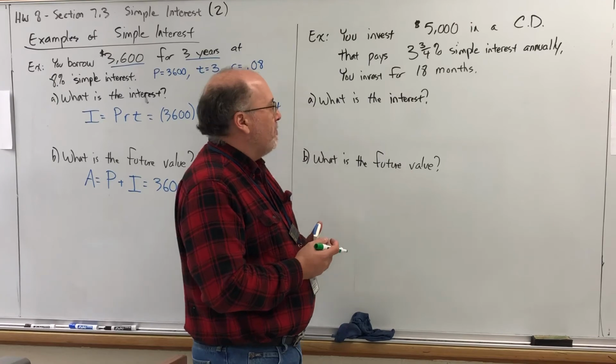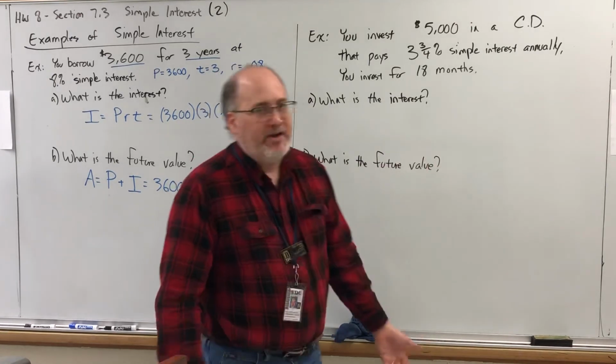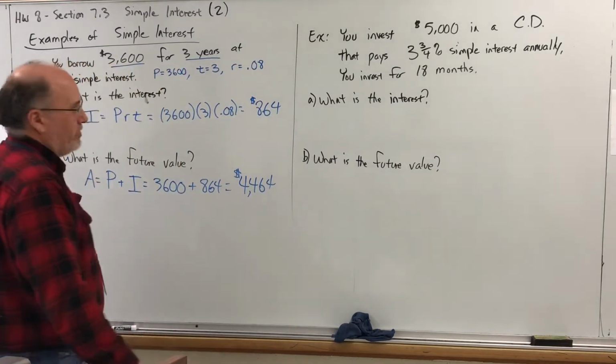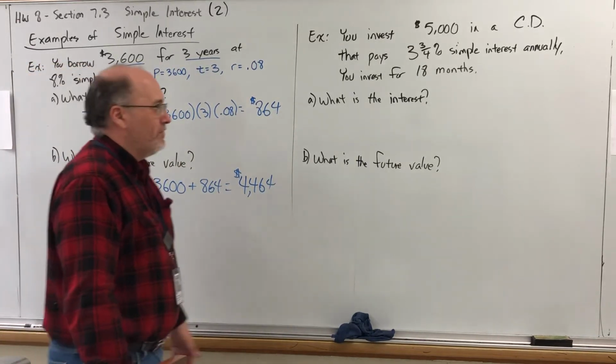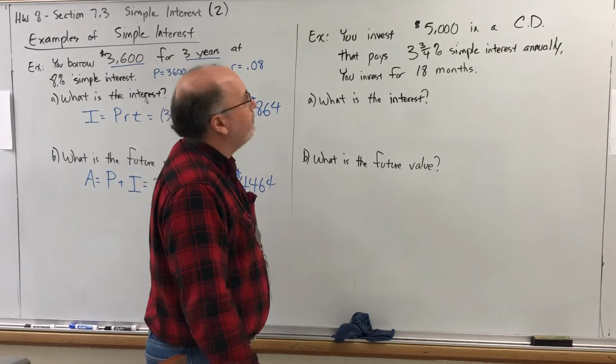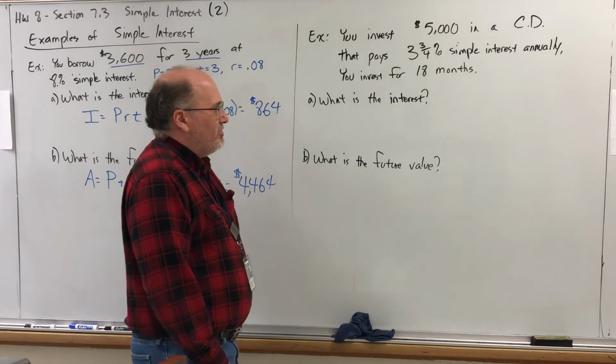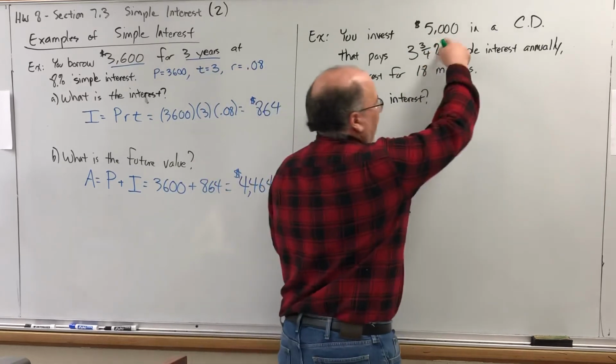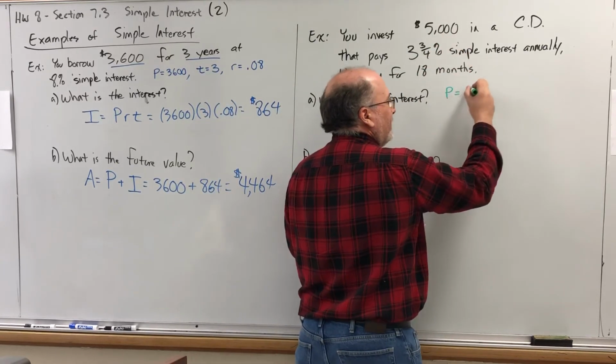A few things different about this one. Number one, we're investing money, so at the end we're going to make more. Notice the interest rate is a lot lower. That's usually how it works for investments versus borrowing. But there's a couple of other glitches that need addressing. Not with the principal. The principal is just $5,000. That's how much we're investing.